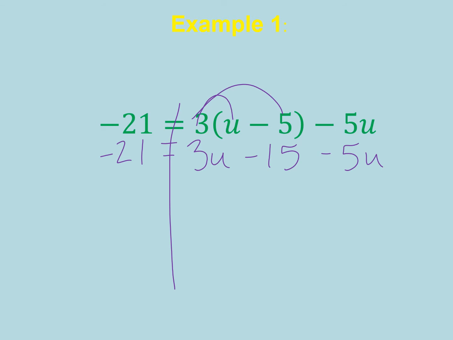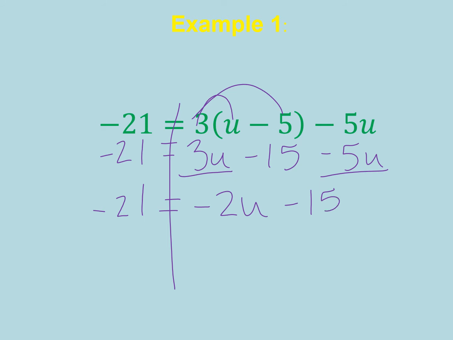Okay, so now I want to look on both sides and make sure that both sides are simplified. So on the left-hand side, -21 is the only thing that's there, so I don't simplify anything. But on the right-hand side, I notice you have these like terms, 3u and -5u. Okay, so I'm going to put those together. -21 stays on the left-hand side, and 3 minus 5 is -2. So I have -2u and then minus 15.